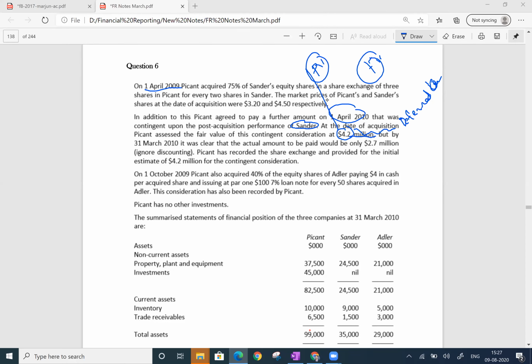But by March 31st, 2010, it was clear that actual amount to be paid would only be 2.7 million. So normally we say that deferred consideration, each year the value increases, right? If your present value is 5 right now, your future value will be more than present value. It will be 6. Why? Due to the time value of money.